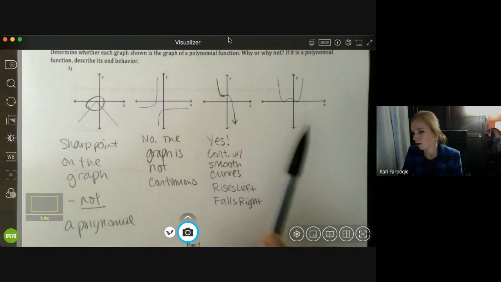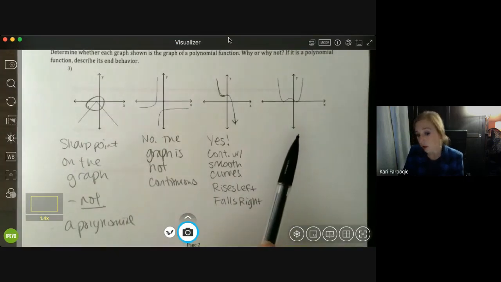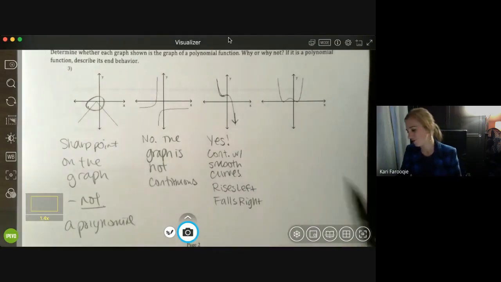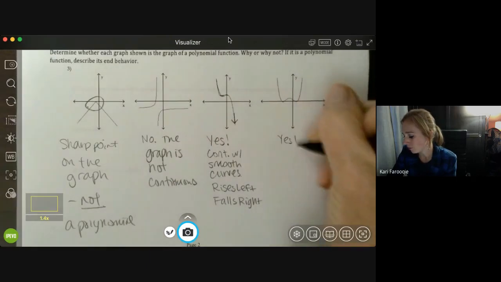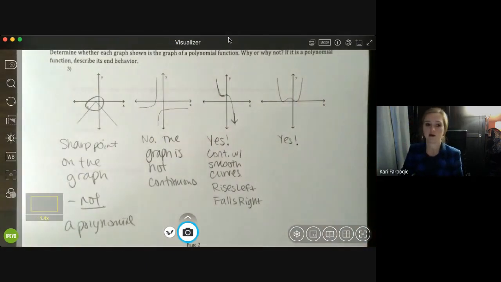What about this one? Polynomial? Not a polynomial? I got 2 takers on polynomial. Polynomial? Okay. All right. We got a new recruit for polynomial. Awesome. Yes, this is a polynomial. It is continuous with smooth curves.